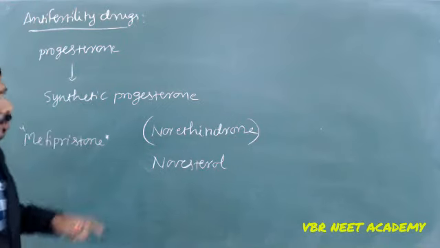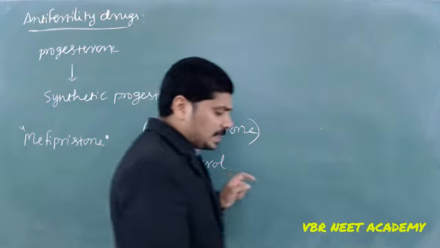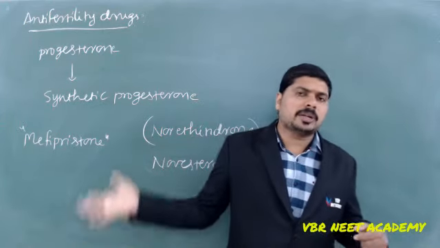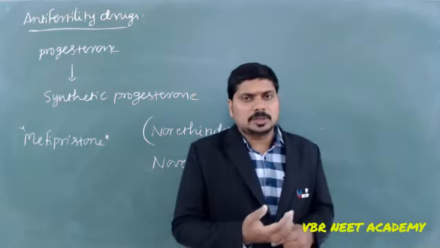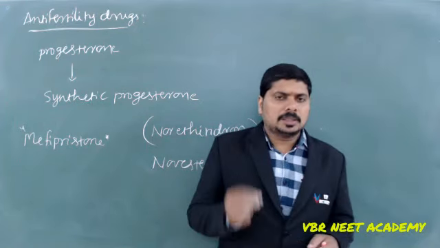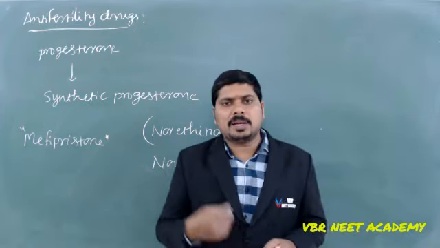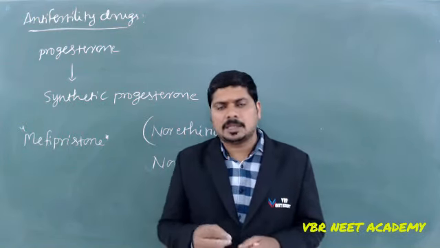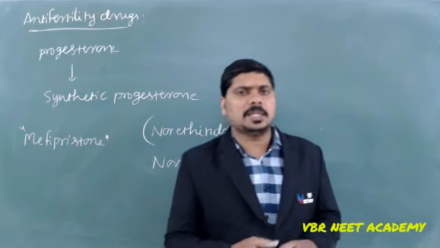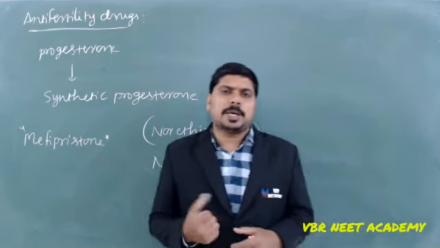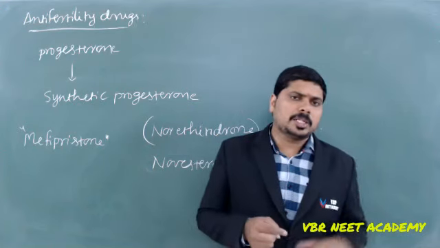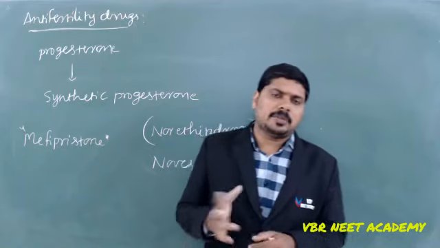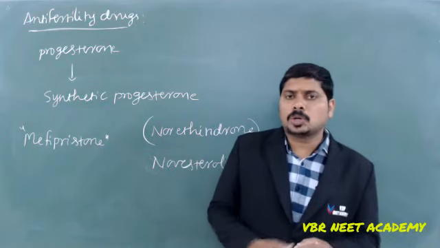So what is the role of these anti-fertility drugs? They are all going to prevent fertilization. How are they going to prevent fertilization? They make the mucus develop more, so that sperm motility is not going to be more. If the sperm is not motile, they can't reach the ovary, so they can't get fertilized. That is the way fertilization can be controlled by these drugs.